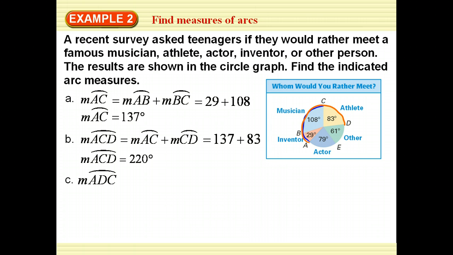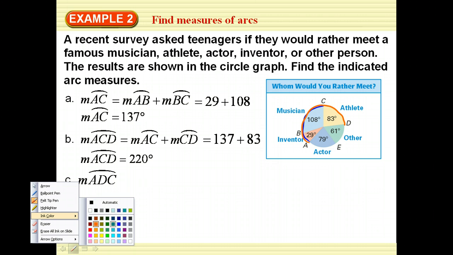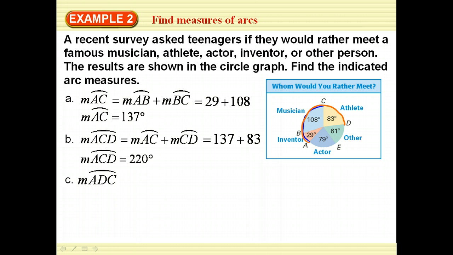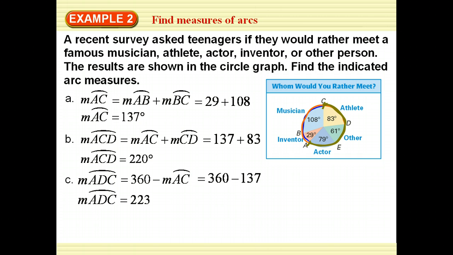To find ADC, this time I'm wanting to start at A, go through D around to C. Well, I already know that AC is 137, and that's the rest of the circle, so I can just do 360 minus that 137, and it's 223 degrees.